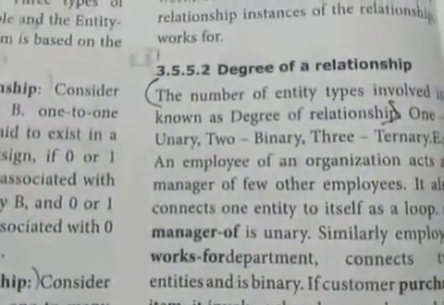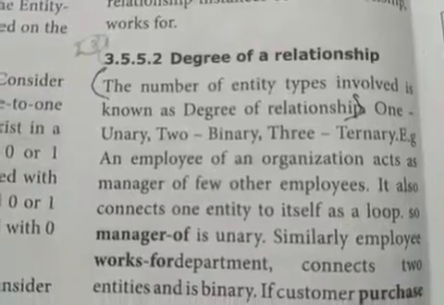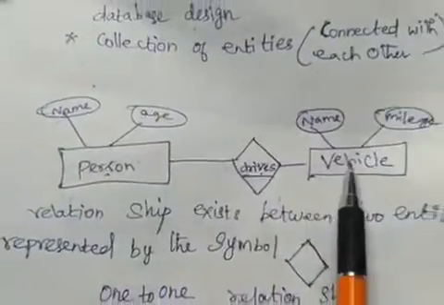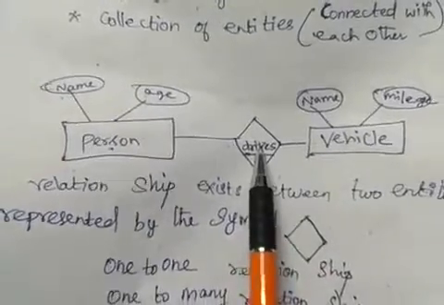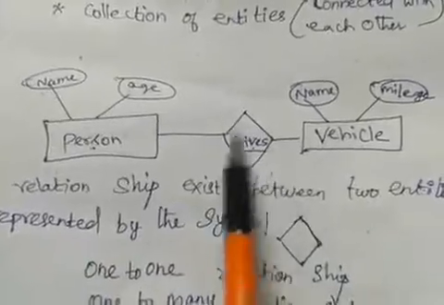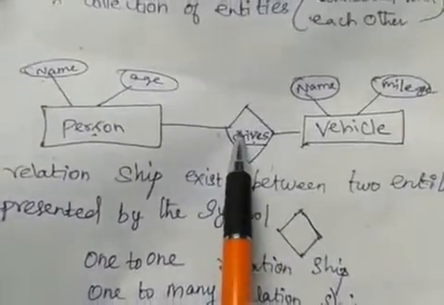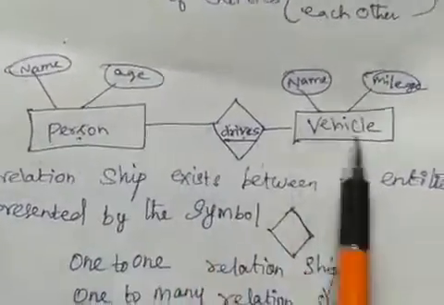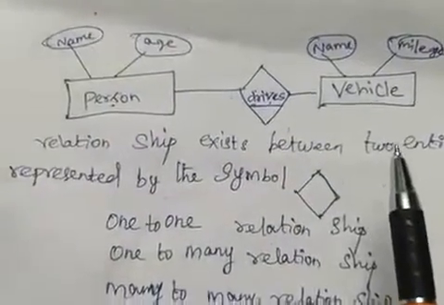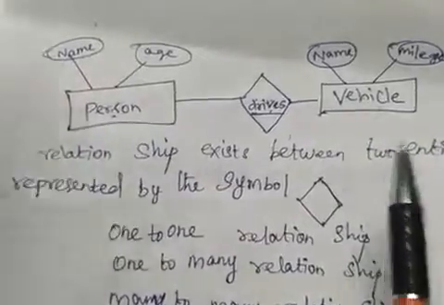And then the next topic is relationship degree. So what is relationship degree? It is the number of entity types involved in a relationship. For example, in our example we can see that a person drives a vehicle. So this relationship involves two entities. By referring to these two entities we can easily refer to this relationship. Two entities are involved.